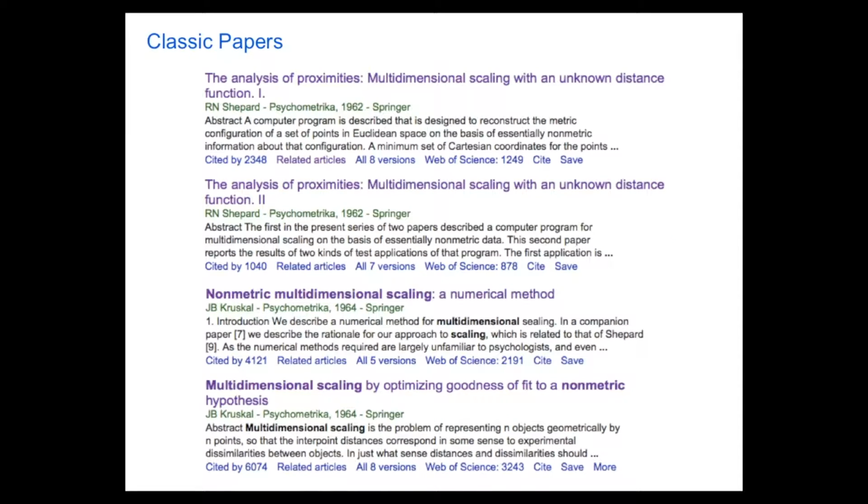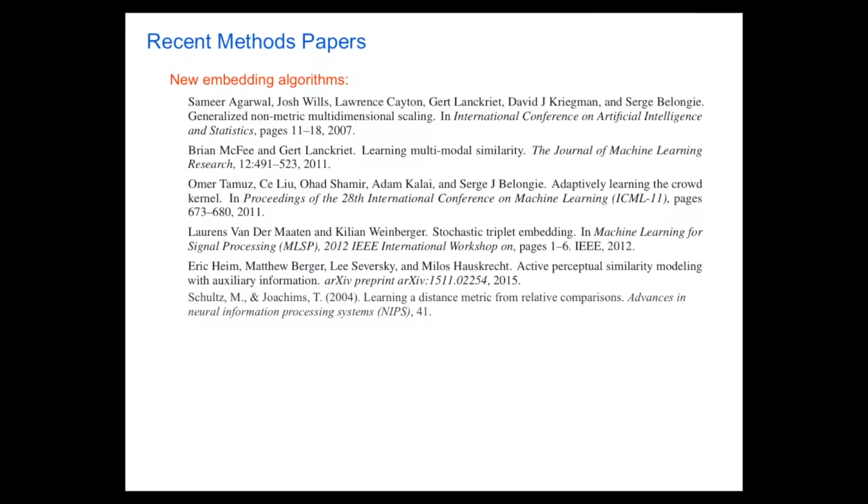Ordinal embedding, also known as non-metric multidimensional scaling, was first studied over 50 years ago in the seminal works of Shepard and Kruskal. More recently, modern optimization methods have been brought to bear on the problem.